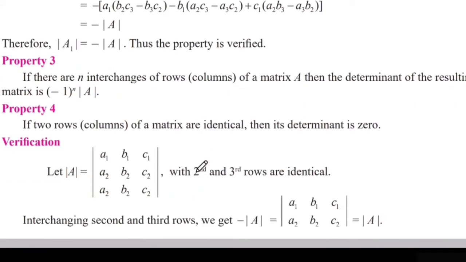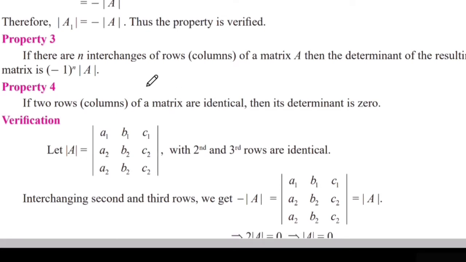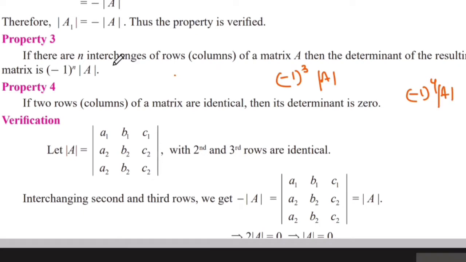Property 3. If there are n interchanges, suppose you interchange twice, the determinant will not change sign. If you interchange 3 times, minus 1 power 3, the sign will change. If you interchange 4 times, the sign will not change. If there are n interchanges of rows and columns, the determinant is multiplied by minus 1 power n. If you interchange twice, the value will not change. If you interchange 3 times, the sign will change. If you interchange 4 times, the value will not change.